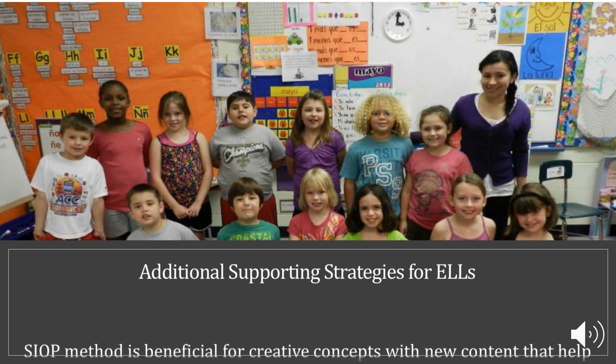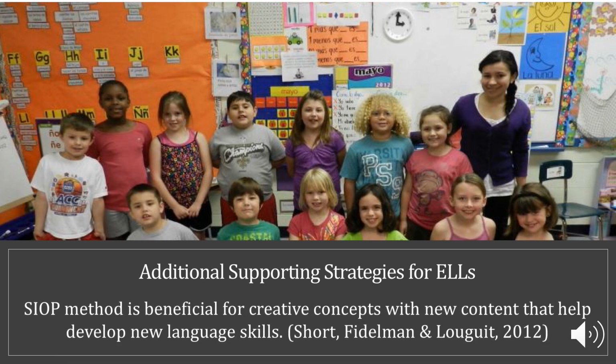Some additional strategy support using SIOP would implement creative content concepts to aid in the development of new skills for students in learning the new language, while simultaneously using those specific steps to aid in and engage students to practice and explore using a variety of ways.